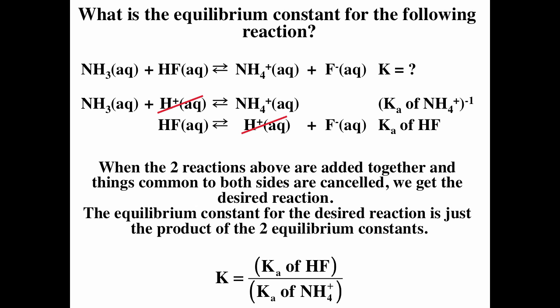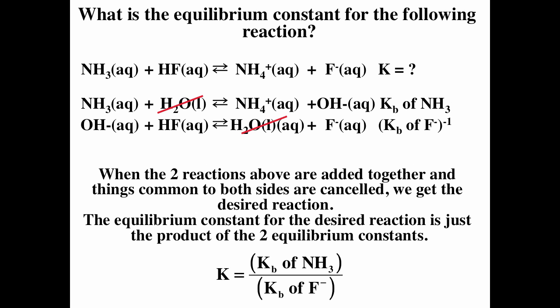Now it's kind of cool. We did this in terms of Kas, but there's no reason we can't use the Kbs. And so notice that we got ammonia as a reactant. And so we could think about ammonia plus water going to ammonium ion plus hydroxide. And we could think about water plus F minus going to HF plus hydroxide, but written backwards. And so when we add these two reactions, again, we get that top reaction. If you add the reactions, again, you multiply corresponding equilibrium constants. And so the Kb of ammonia times 1 over the Kb of F minus gives us the equilibrium constant for the top reaction. And so it's really kind of cool.